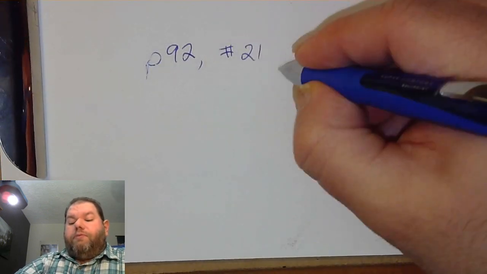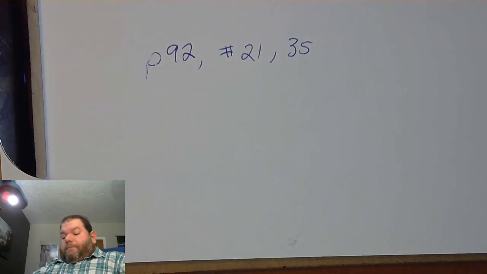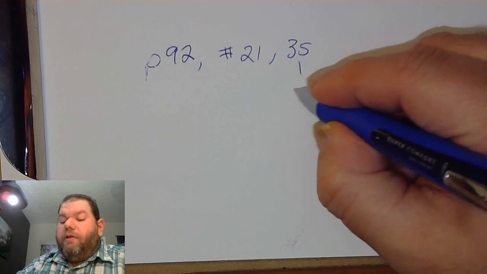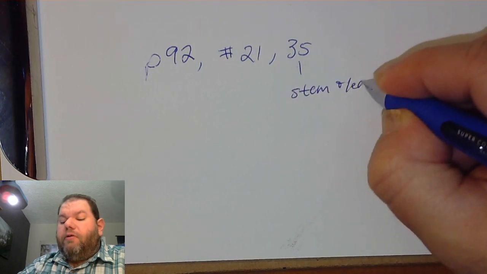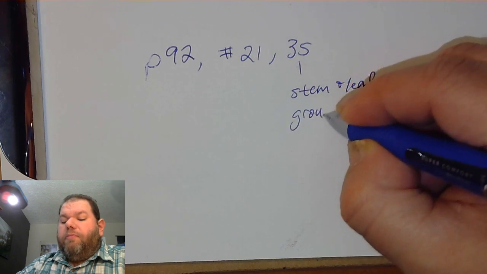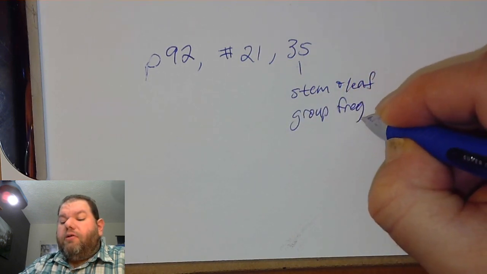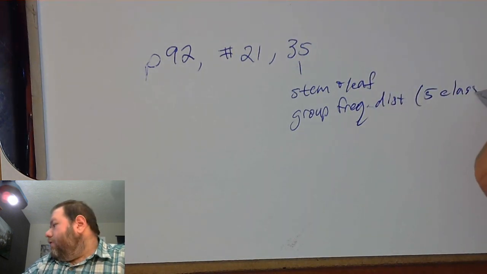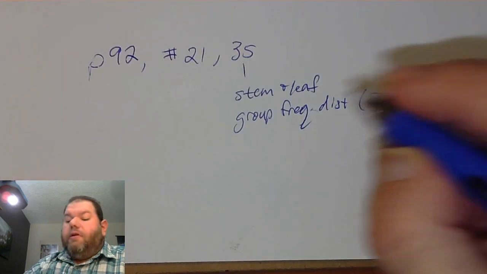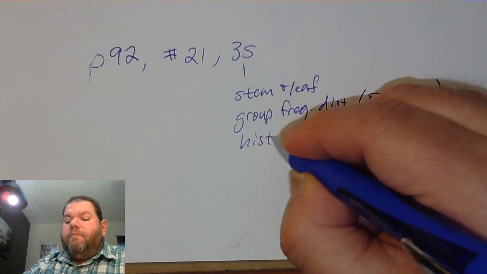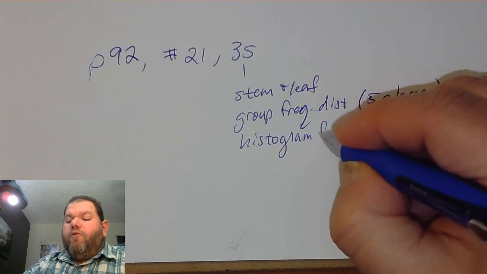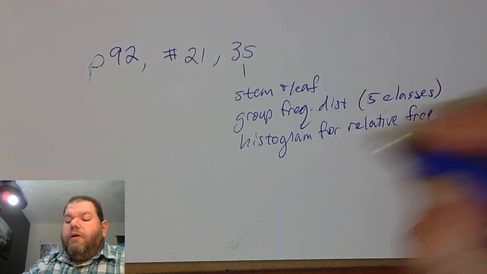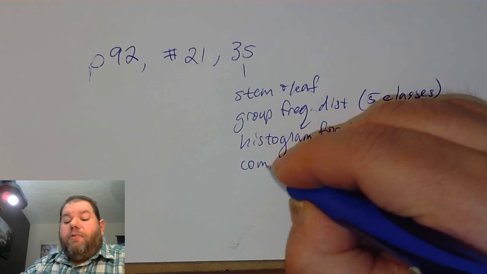Go ahead and look at 21 too. But yeah, on 35, we want a stem and leaf, a group frequency distribution with 5 classes, a histogram for relative frequency, and a comment on the shape.